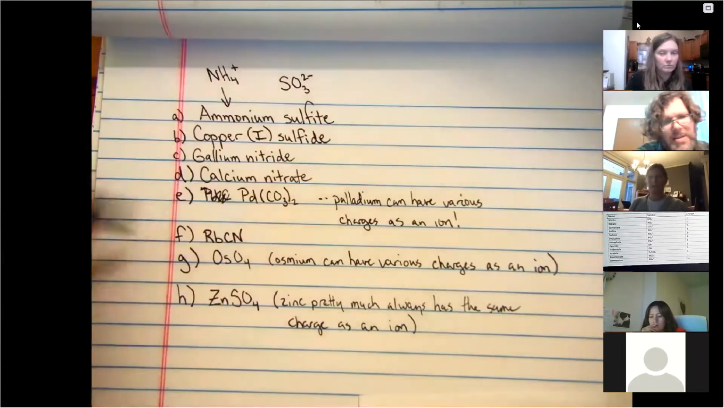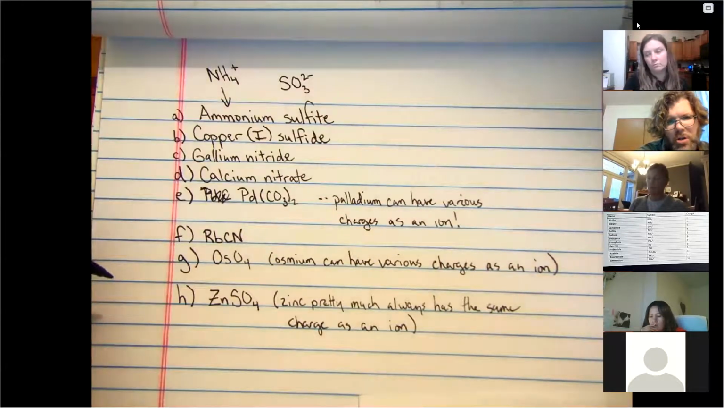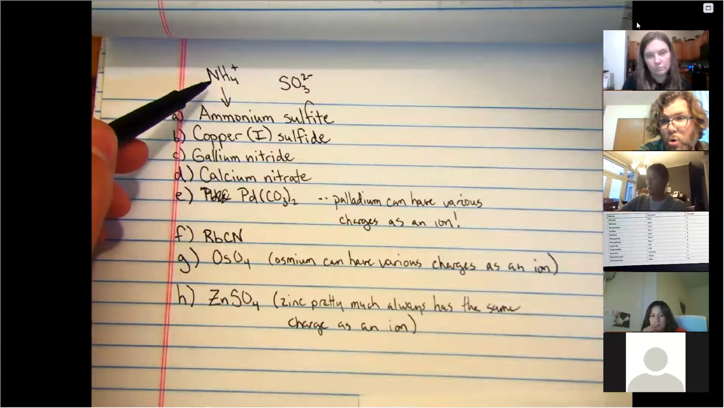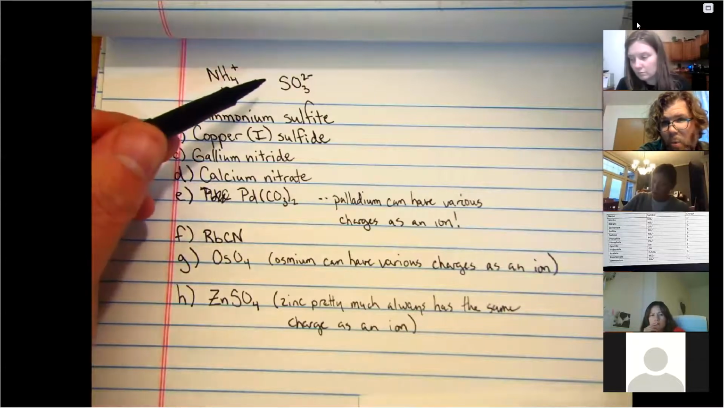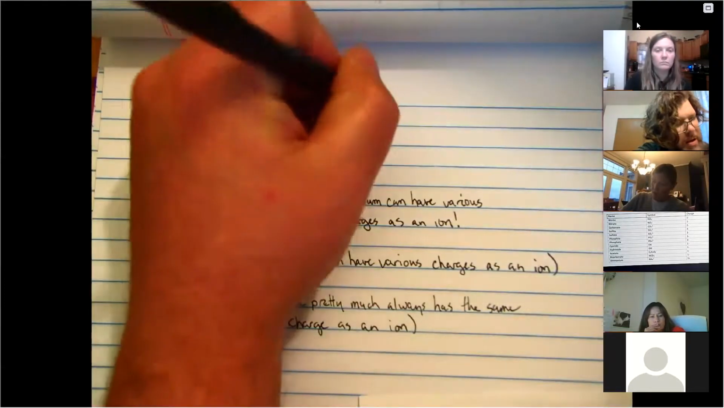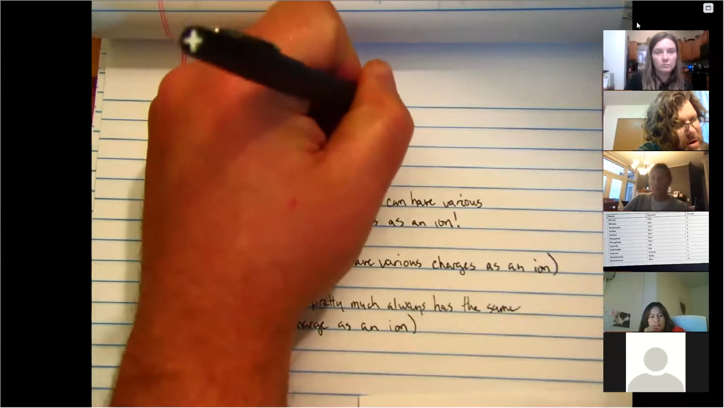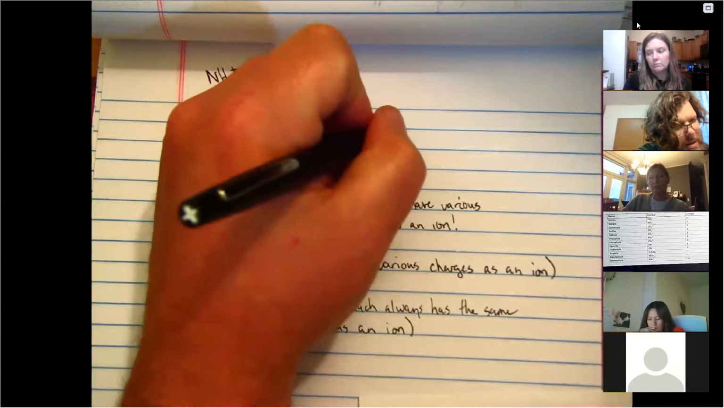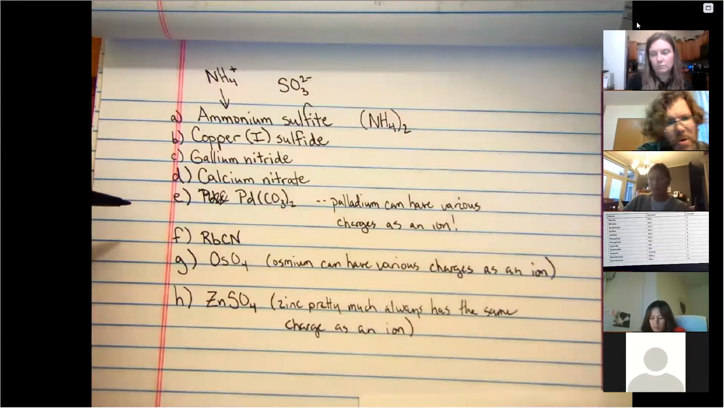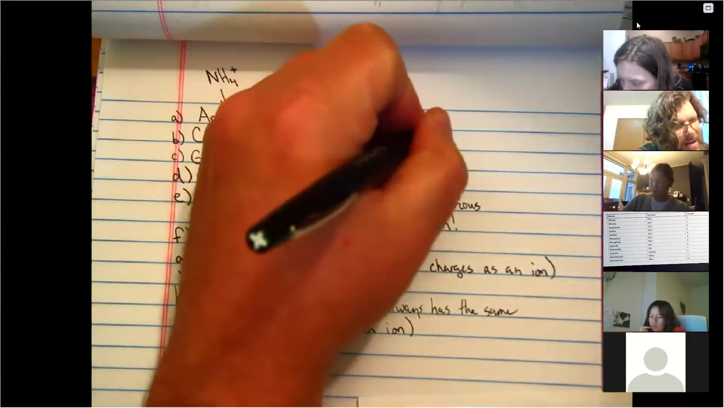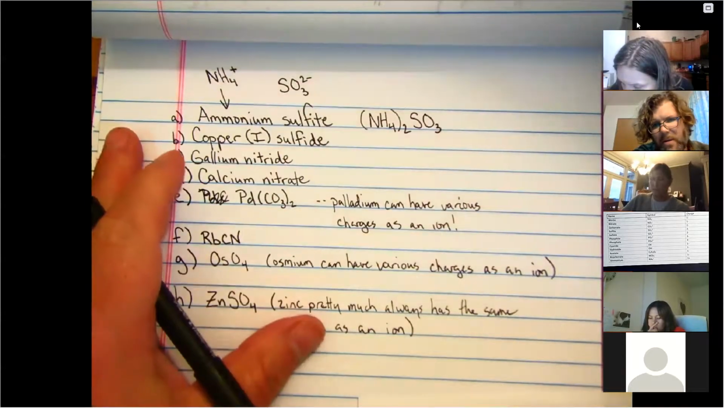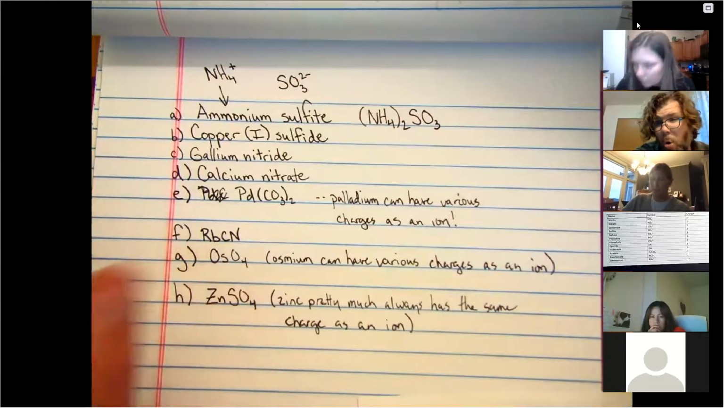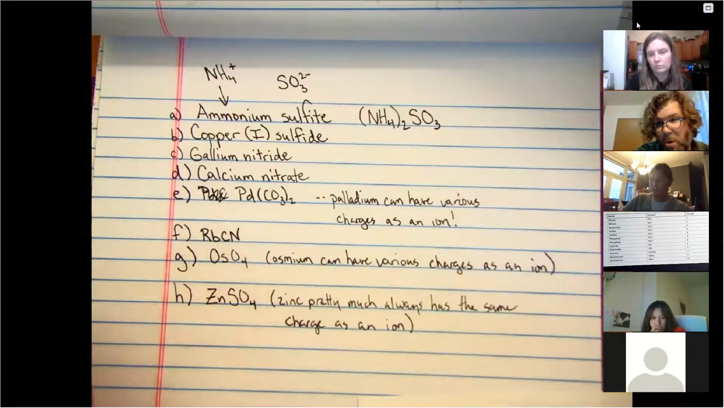Sulfite is SO3 with a -2 charge. So in order to charge balance, it looks like we're going to need 2 ammoniums for every 1 sulfite in the formula. So since there are 2 ammoniums, we're going to put ammonium in parentheses, say we have 2 of them, and then add the polyatomic ion sulfite. So polyatomic ions only go in parentheses if there's more than 1 of them in that formula. That's it. All right, that's the rule.